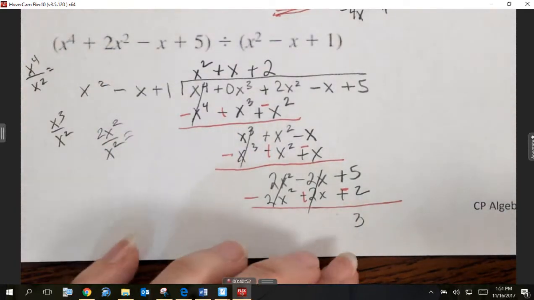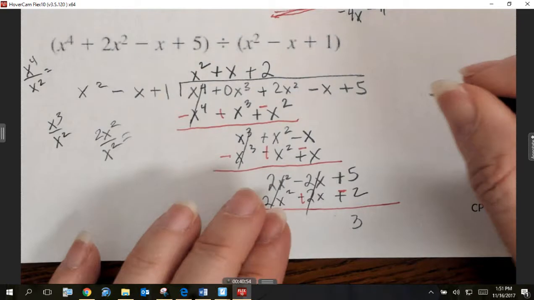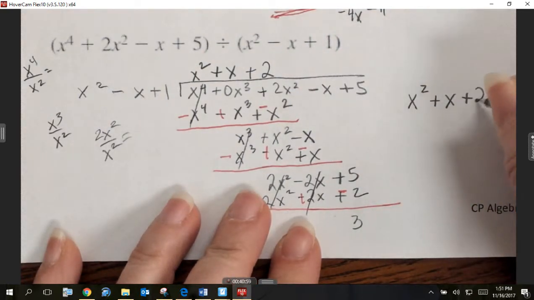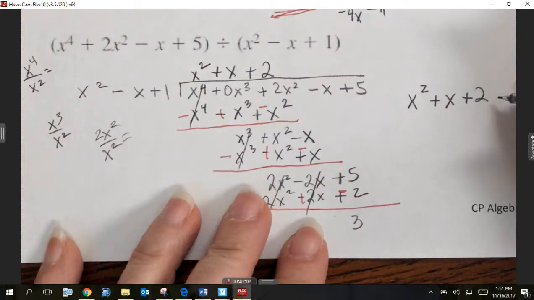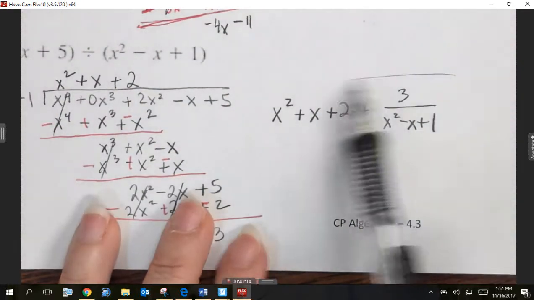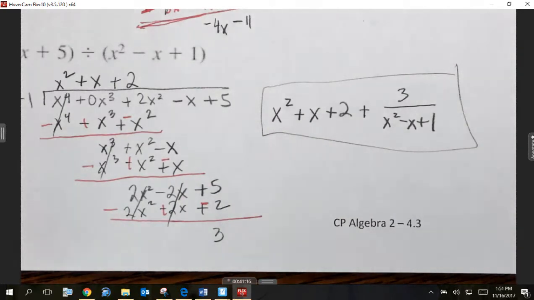So there's nothing else to bring down. That means I'm done. I'm going to write my quotient of x squared plus x plus 2. Then I have to add on my remainder in fraction form, plus 3 over x squared minus x plus 1. Oh, and I'm off the screen, sorry. That would be our answer, our quotient. So organization, key. Stay organized. Let's turn it over.